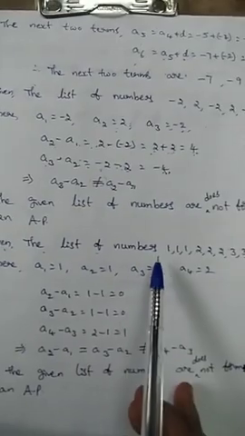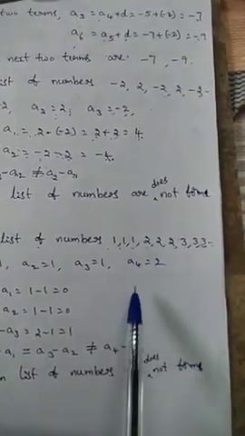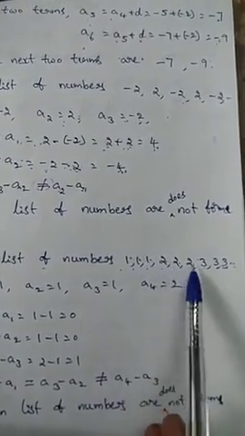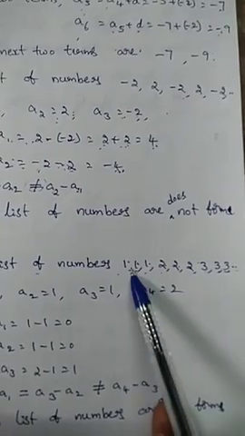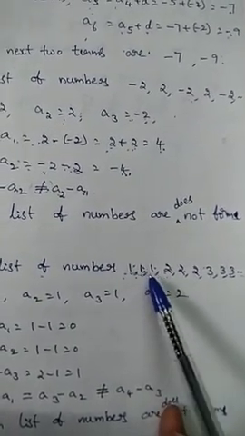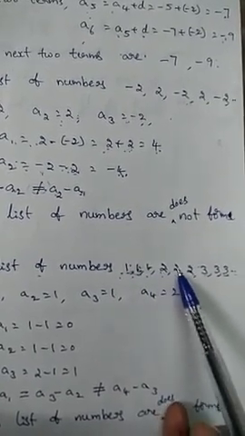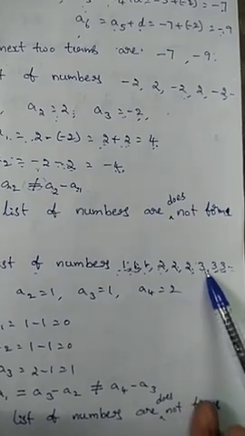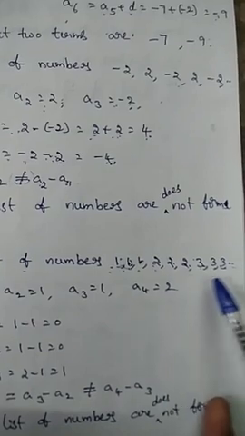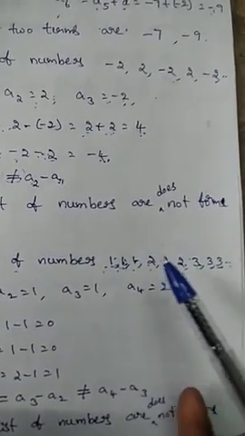Given the list of numbers 1, 1, 1, 2, 2, 2, 3, 3, 3 and so on, so an infinite number of terms. The first term, second term, third term, fourth term, fifth term, sixth term. Here the difference is 0, here 0, but here the difference is 1. Here 0, here 0, here 1. The differences are changing, so automatically these numbers are also not forming an AP. By seeing that we can say whether those are in AP or not.